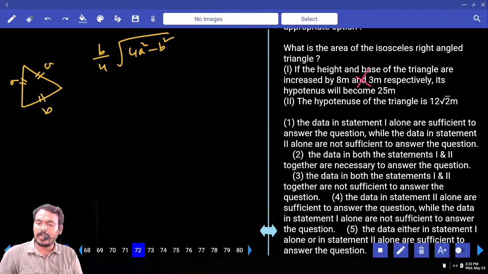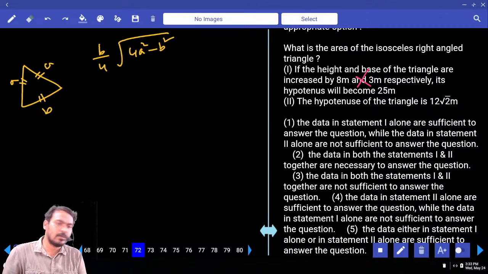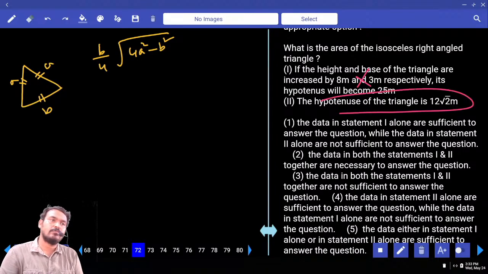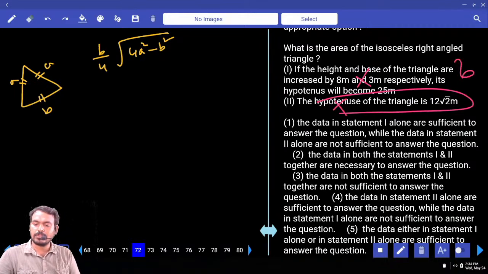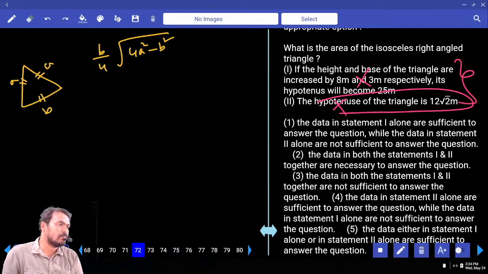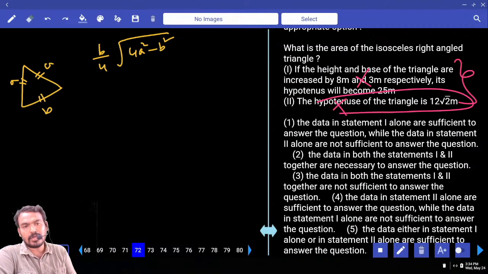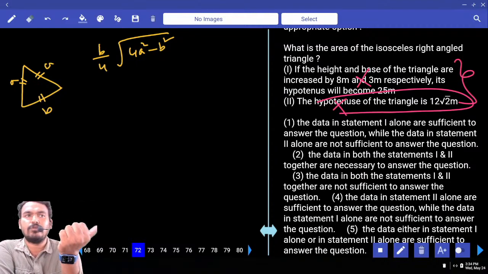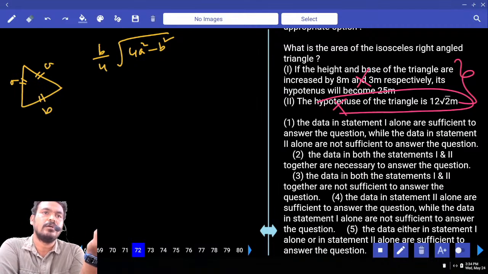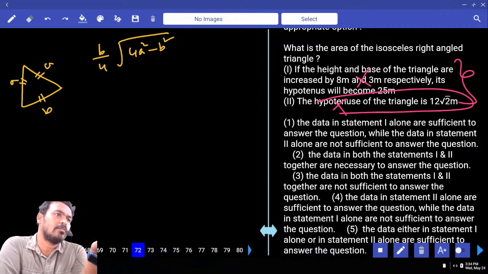What is the second one? Hypotenuse of the triangle is how much? 12 root meters. Hypotenuse are given, but we don't know the base value. Then 2 alone also not sufficient. By using both also not sufficient. Then answer both 1 and 2 together are not sufficient, because we don't know the base value and we don't know the equal sides values. Just only hypotenuse are given.